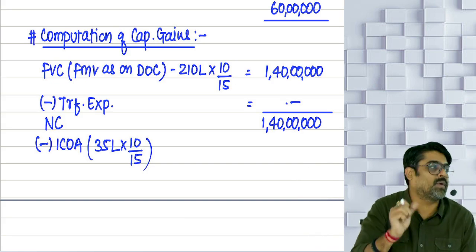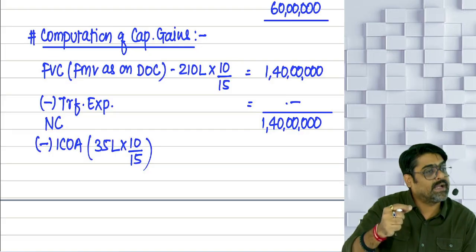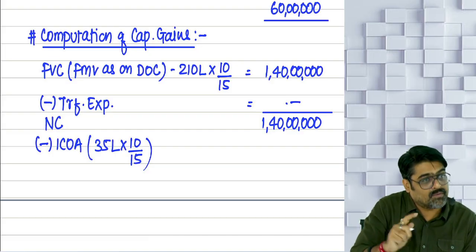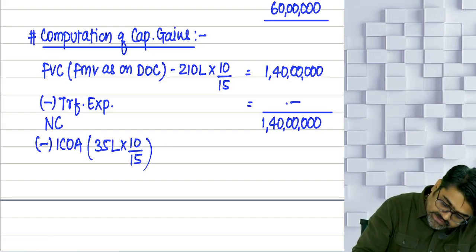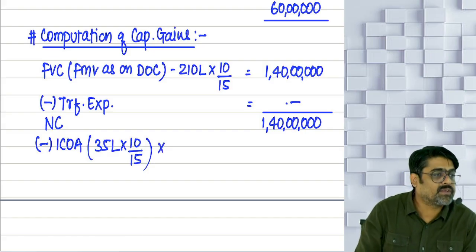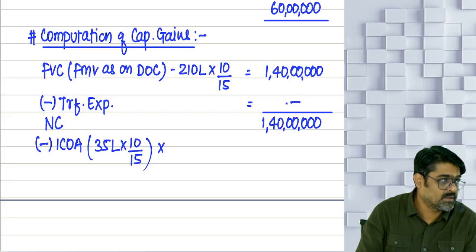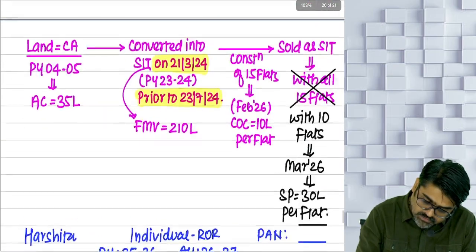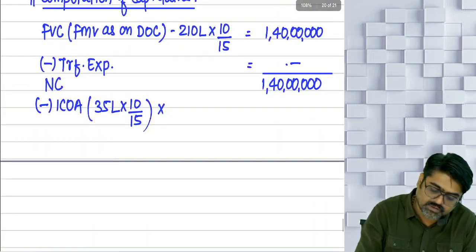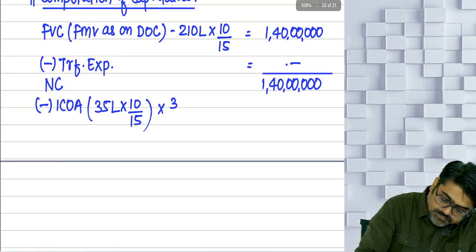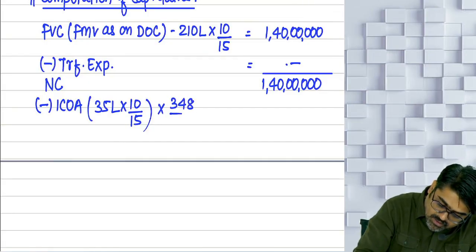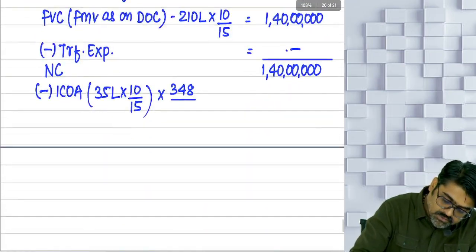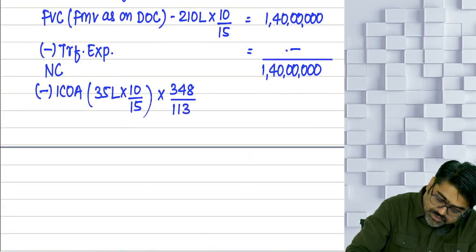Now this I have to index. 35 lakhs into 10 divided by 15. This cost I have to index. So indexation multiplied by CII of year of conversion, 24-25 or 23-24? 23-24. So what is the CII of 23-24? And divided by CII of year of acquisition, meaning 4-5. 1, 1, 3. So tell me the index cost.